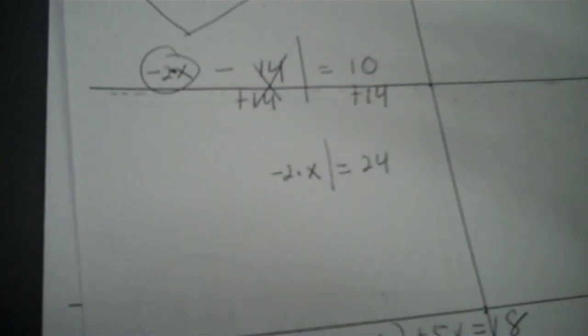Okay, so now x is only being multiplied, so I divide by the number with the x, which is negative 2. 24 divided by negative 2 is negative 12. And on some of these problems, if you don't know them, just use your calculator. Okay.